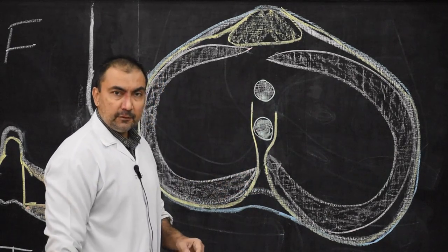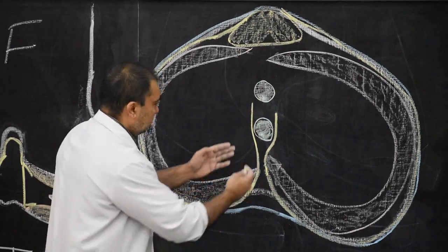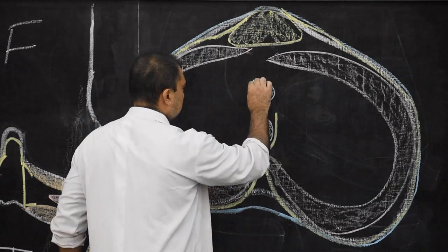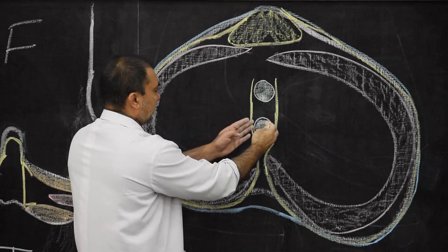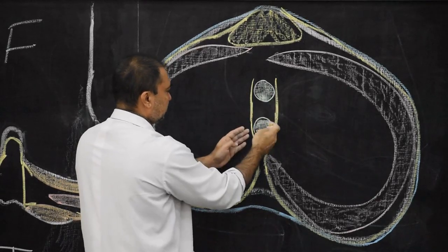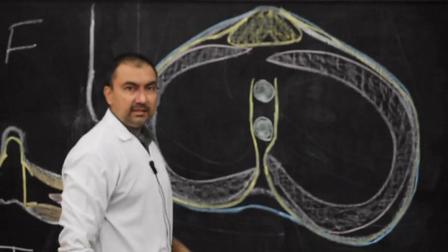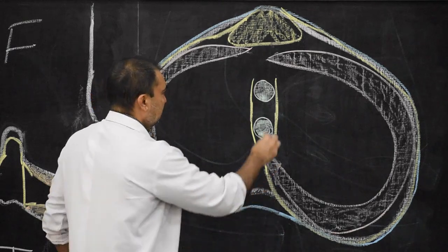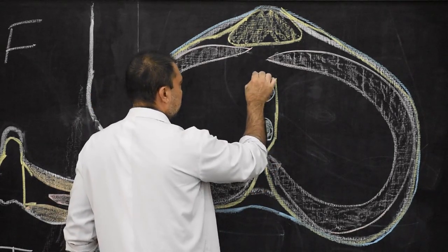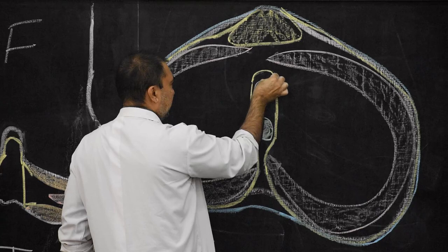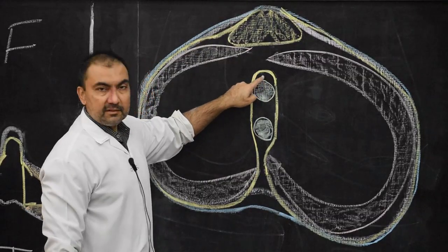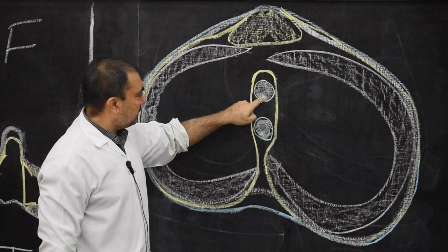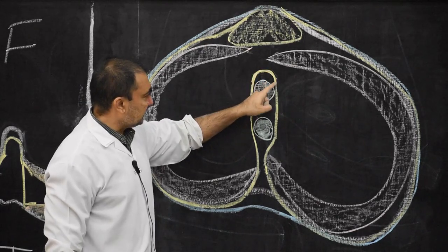inside to form a cul-de-sac where it will cover the sides of these two cruciate ligaments, anterior and posterior cruciate ligaments. The sides of these two anterior and posterior cruciate ligaments are covered by synovial membrane, and this synovial membrane finally will be continuous with the other side, anterior to the anterior cruciate ligament. So in front of the anterior cruciate ligament, this synovial membrane is continuous.